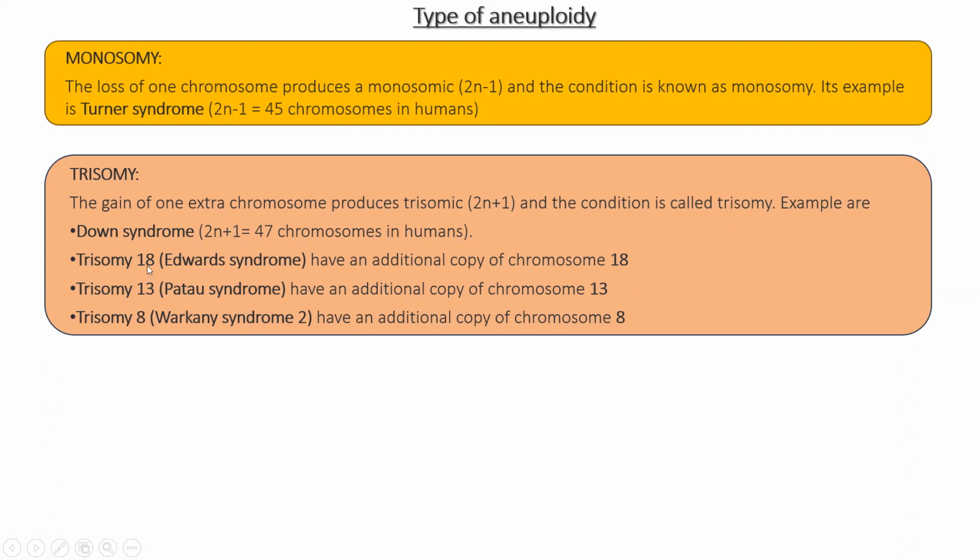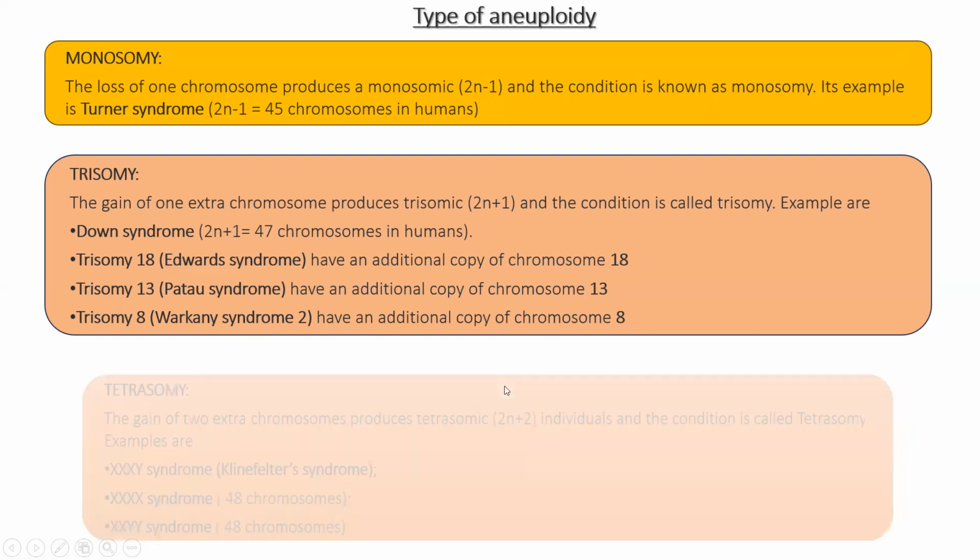Here, trisomy 18 produces Edwards syndrome, with an additional copy of chromosome 18. Trisomy 13 is Patau syndrome, with an additional copy of chromosome 13, and trisomy 8 is Warkany syndrome 2, with an additional copy of chromosome 8. So everywhere you will find an increase in the chromosome number, that is the trisomy.